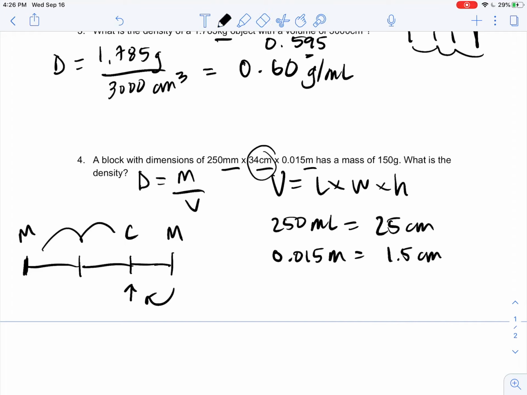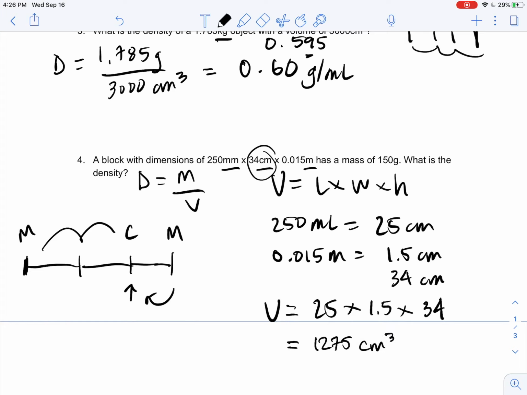Anyway, so now you've got the 3. You've got also the 34 centimeters. And now you can plug all of those in to find the volume. So volume equals 25 times 1.5 times 34. And you get 1275. That would be centimeters cubed, because it's centimeters, centimeters, and centimeters. So that's where the centimeters cubed come from, because you're multiplying all 3 of them together.